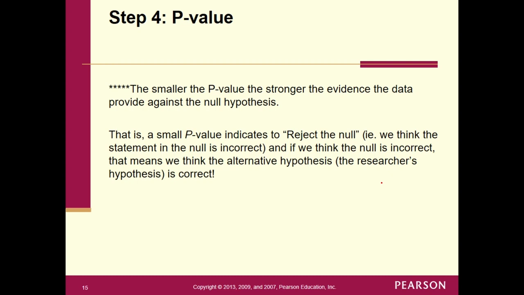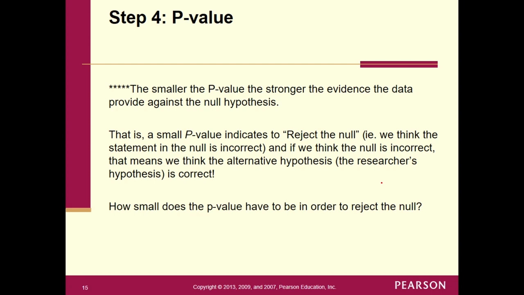A small p-value indicates to reject the null. That's our way of saying in statistics the null is wrong. So we think the statement in the null is incorrect. And if we think the null is incorrect, that means we think the alternative, the researcher's hypothesis, is correct. So the smaller the p-value, the more evidence to go ahead and reject the null, and that's telling us that the researcher's hypothesis is probably correct.